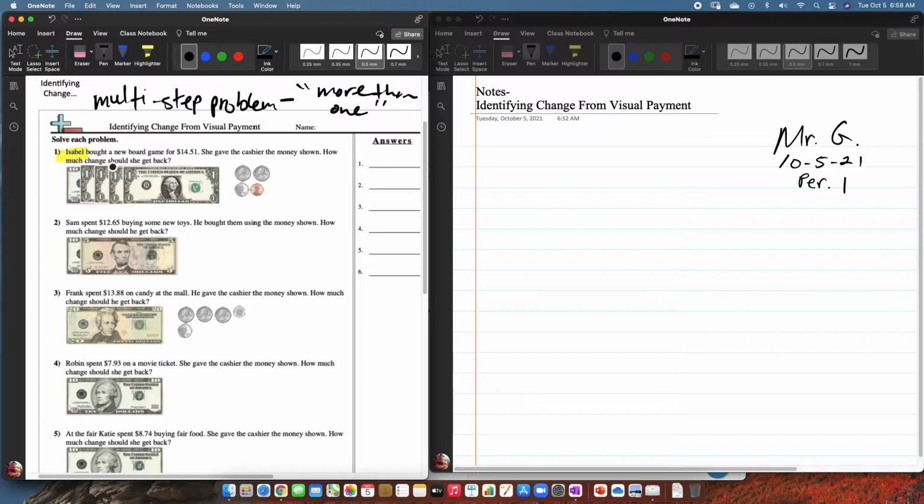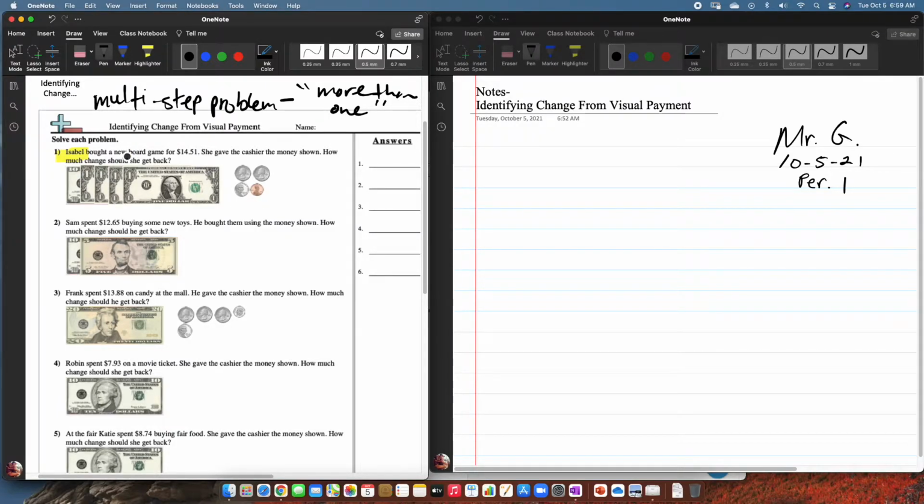This problem says, Isabel bought a new board game for $14.51. She gave the cashier the money shown. How much money should she get back? Okay, so when we look at this problem, there are a number of steps that we need to do in order to find out what is the change that she should get back.